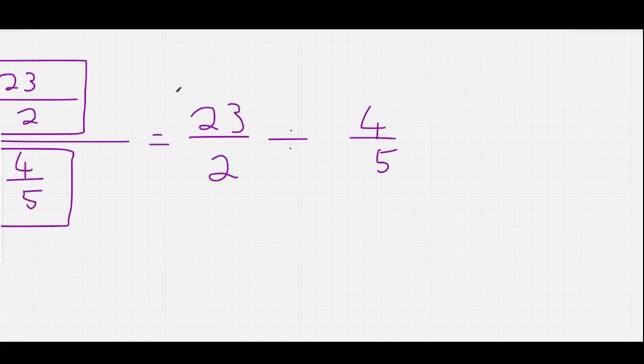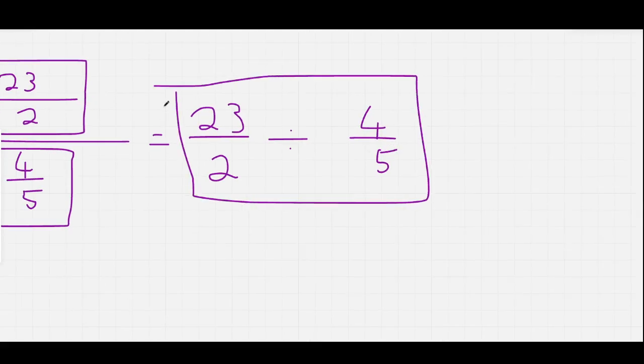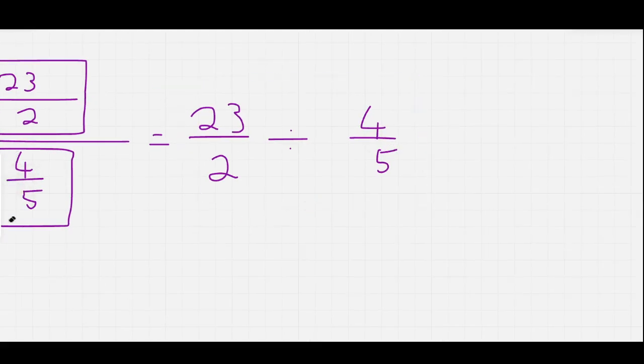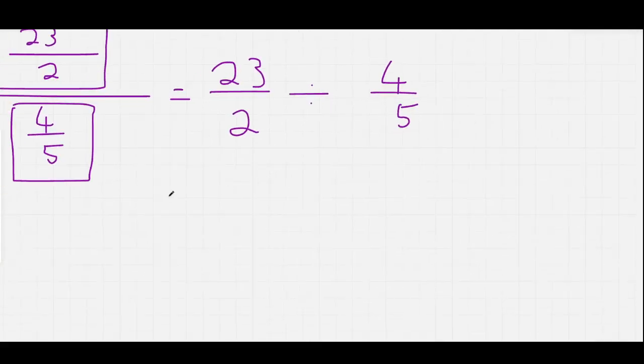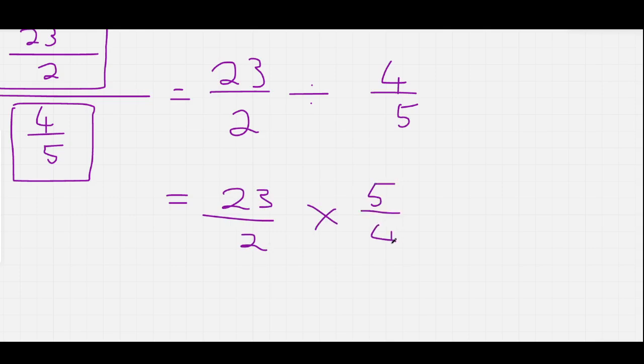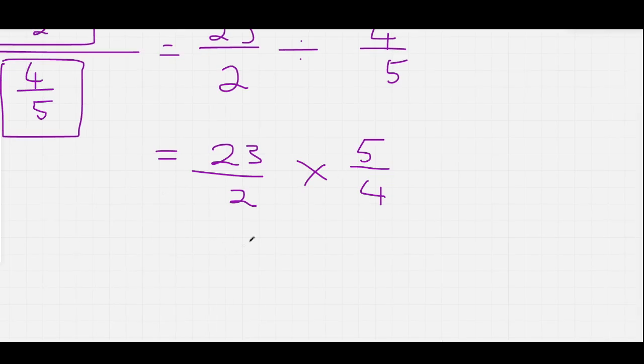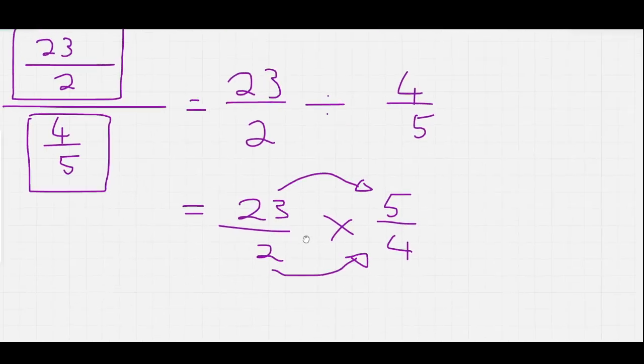Once you get to this point, it becomes quite a lot easier to solve. All we need to do now is apply our rules to turn the division into multiplication. So I go 23 over 2 times 5 over 4, and then you can just apply your normal multiplication arithmetic with fractions, where you multiply numerators by numerators and denominators by denominators.